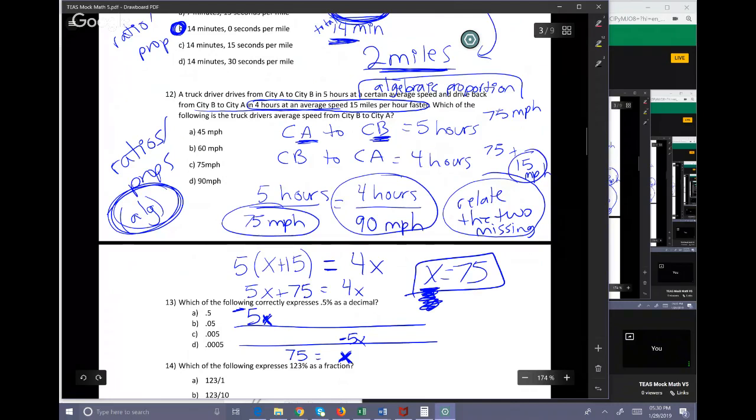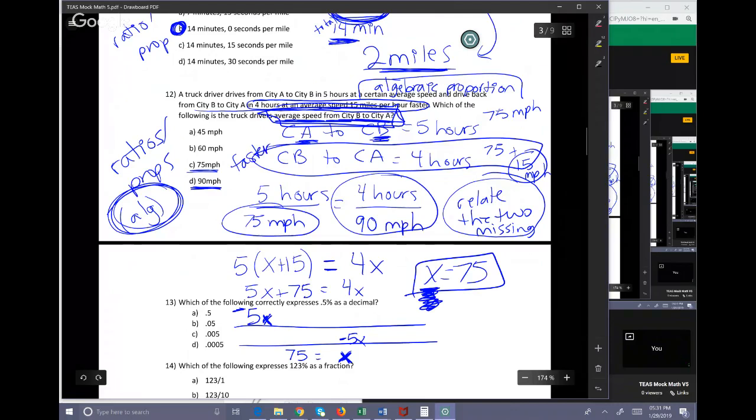Now you need to check very, very carefully, what was their question? What did they actually want? Because as you see, 75 is there and so is 90. And they're both correct answers, but they both answer a different question. They said, which of the following is the average speed from city B to city A? Which is this one, which is the shorter time, which is the faster of the two speeds. So we are going to answer this with D.